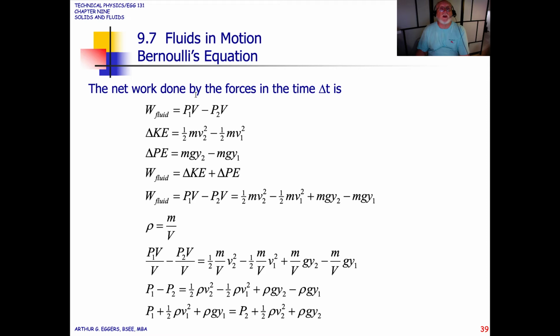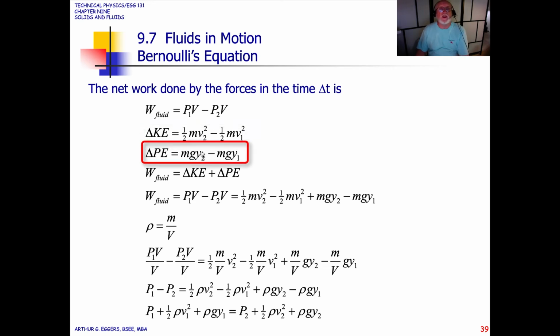So the net work done by the forces in the time delta t can then be shown. Okay, so we're going to go back to our fundamental relationships. In this case, the work of the fluid is equal to the pressure 1 times the volume minus the pressure 2 times the volume. Now, if we go back to our definition of kinetic energy, the change in kinetic energy can be expressed as 1/2 mv2 squared minus 1/2 mv1 squared.